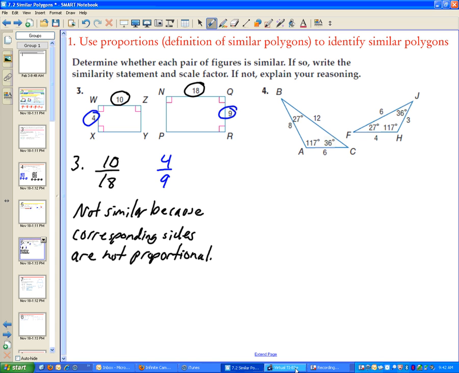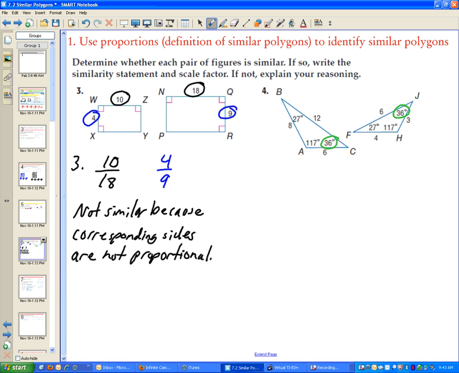All right, so we go over here to number 4. And maybe we can do better with number 4. Maybe we'll get similar figures. All right, first, let's see if we have corresponding angles congruent. I see a 36-degree angle here. Do I have a 36-degree angle in the other one? So there's one pair of corresponding angles that are congruent.